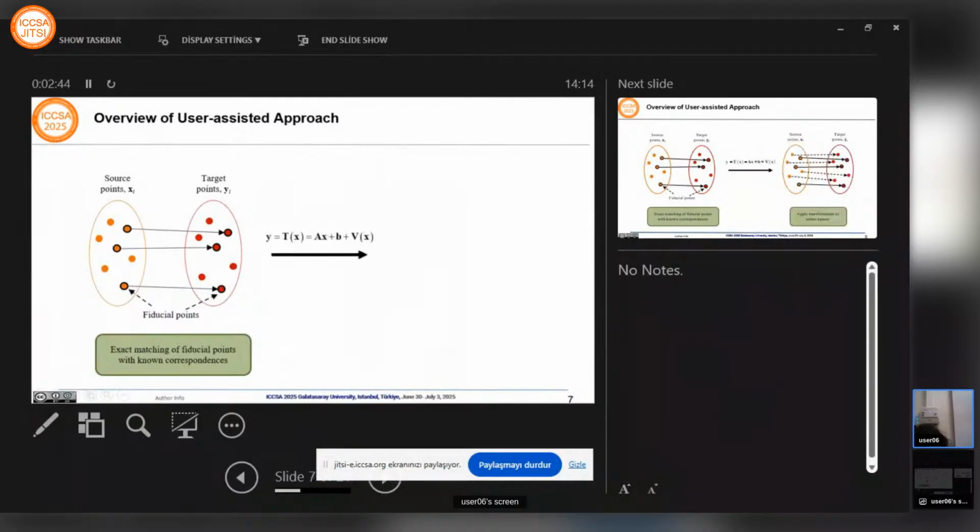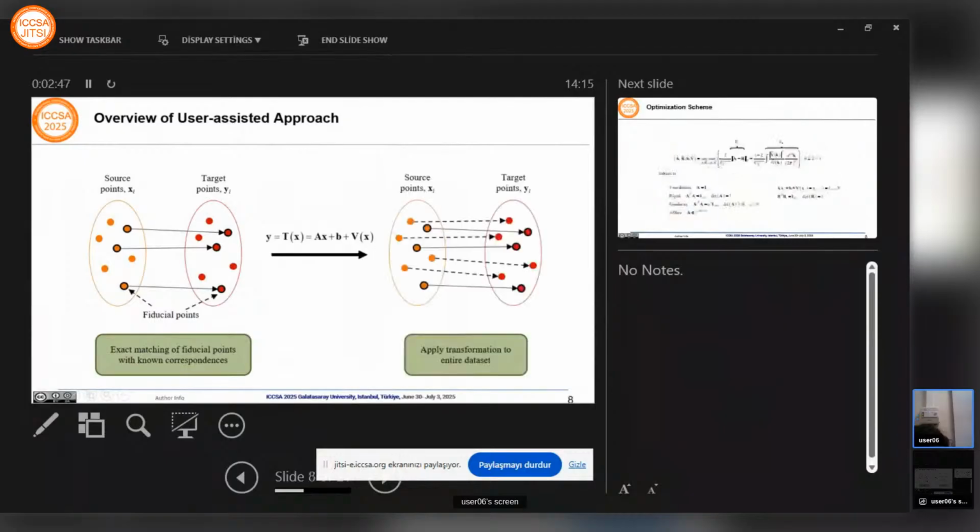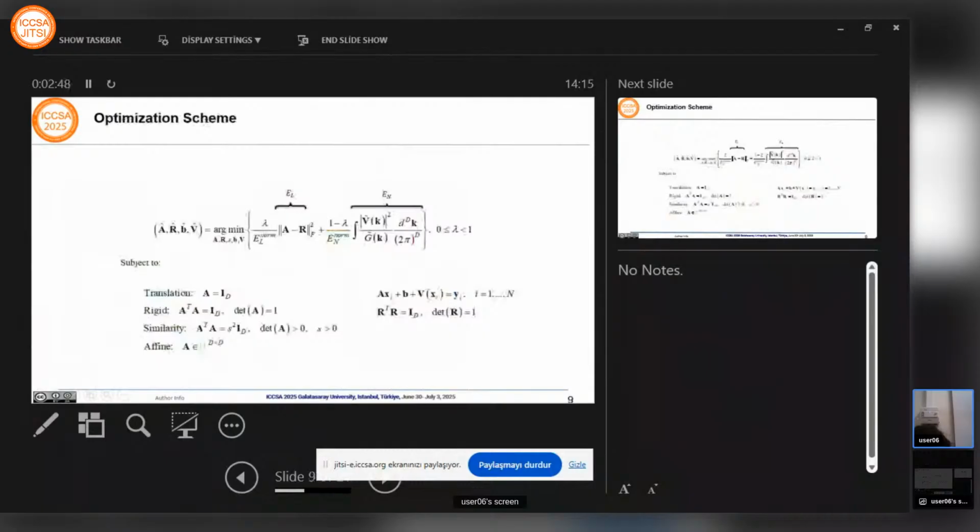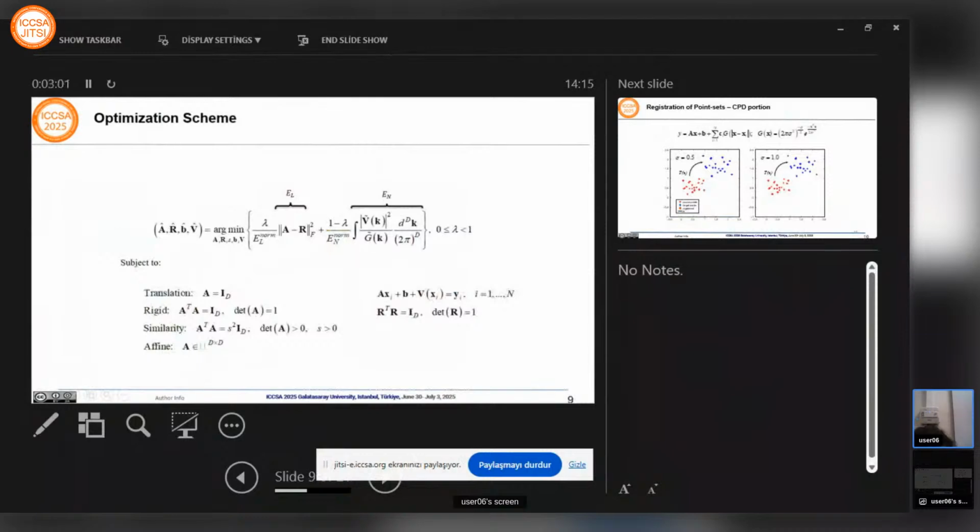And this transformation will then be applied to the entire data set. The way this works is that we have this optimization scheme where we define our transformation in terms of these matrices A, B, and v, where Ax plus b is the linear part of your transformation, v(x) is the nonlinear part. The energy function that we're minimizing is done using calculus of variations. It has two main components. So you have the energy function comprised of the linear transformation and then the nonlinear transformation.